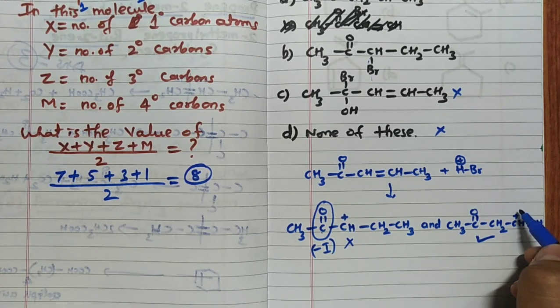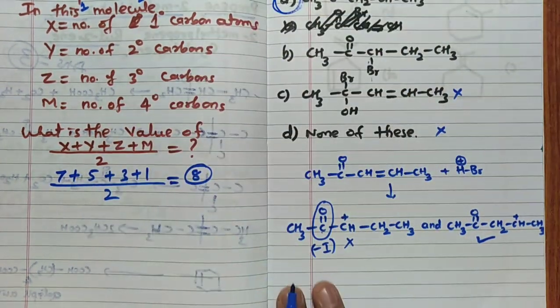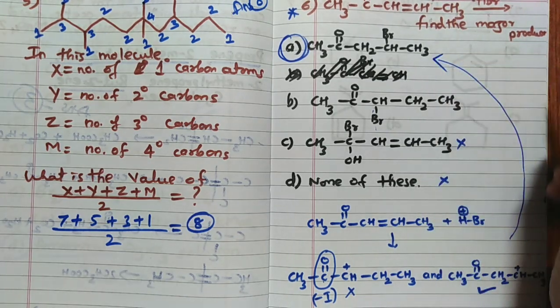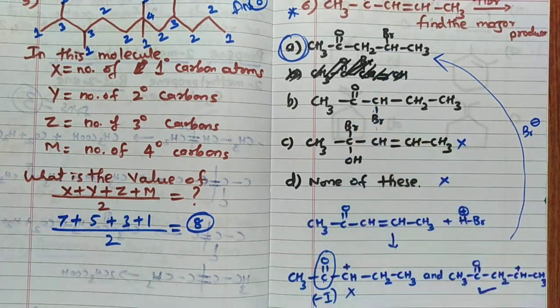Next step is what? Br minus attaches to this. So the second carbon from this side gets the Br. So this should be the answer. A should be the answer in this case. See, when I form this, you are going to get this only. Br minus is going to attack this carbocation, forming this product. So the answer is E.